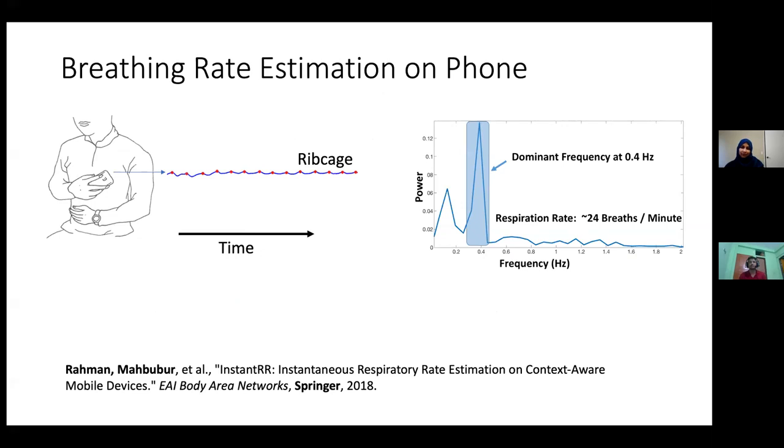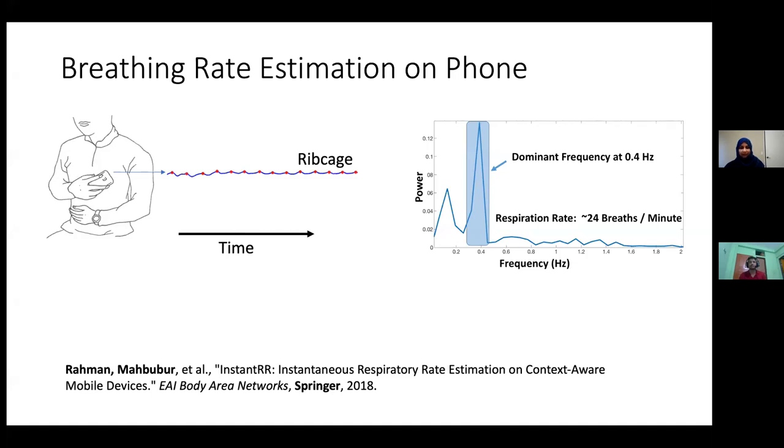They need to breathe quickly because they are out of breath. They need to breathe many more times per minute than the number of breaths they take in their healthy situation. So what do people usually do for breathing rate estimation? People use a chest band and many other ways, a spirometer, like this bulky device. They need to breathe into this device to measure the respiration rate.